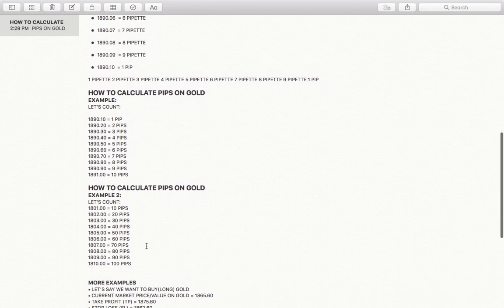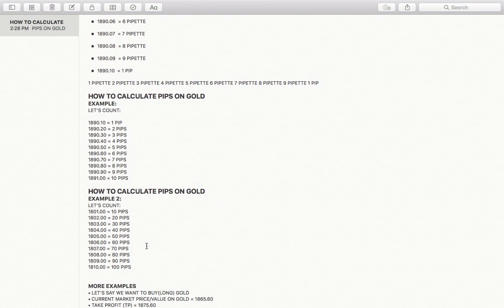So we're going to talk about pips on gold. So pip movement, like I told you, starts from the second number after the decimal point, right? The pipette is the last number. In gold, the price has just 2 figures after the decimal point. But unlike EUR/USD, that's not the same. Unlike JPY, it's a different calculation. I made videos on that previously.